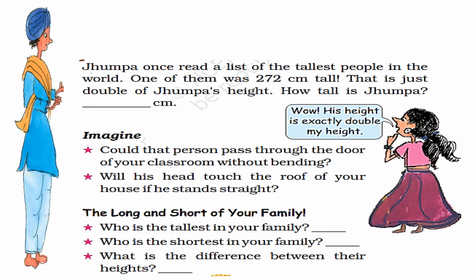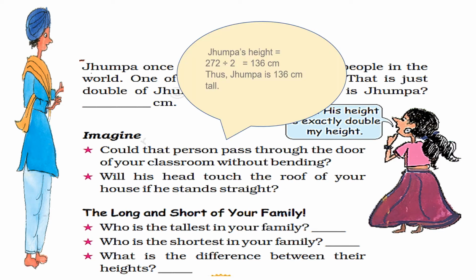Jhumpa once read a list of the tallest people in the world. One of them was 272 centimeter tall. This is just double of Jhumpa's height. How tall is Jhumpa? So children, it is told that the person who is 272 is double the height of Jhumpa. So if we have to calculate Jhumpa's height, then we need to divide 272 by 2 and it will be 136. Thus, Jhumpa is 136 centimeters tall.